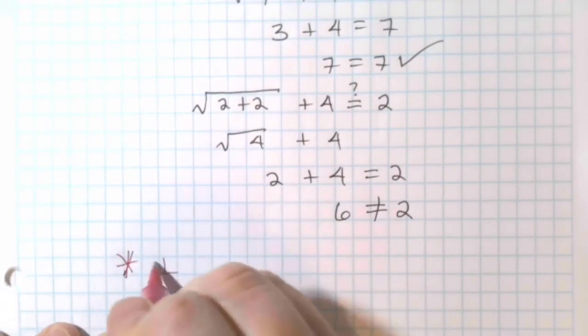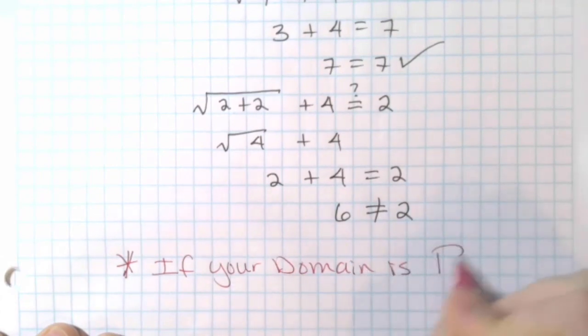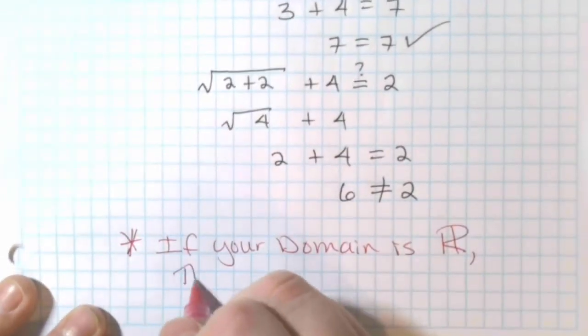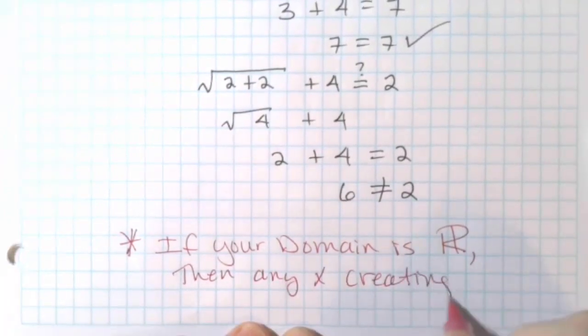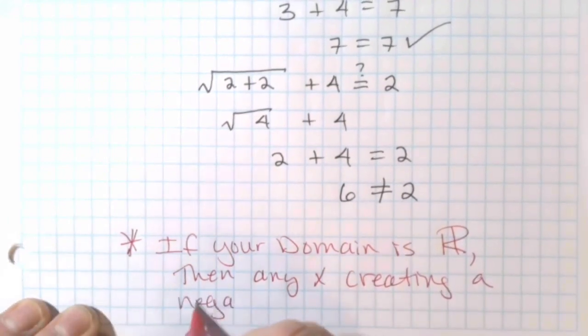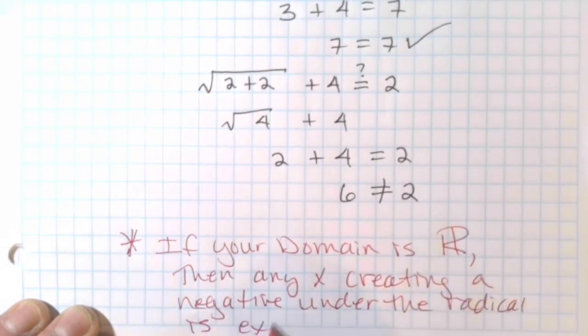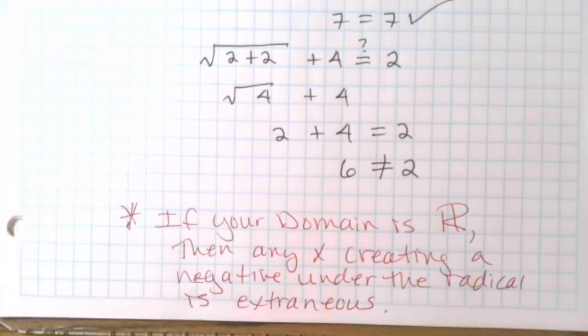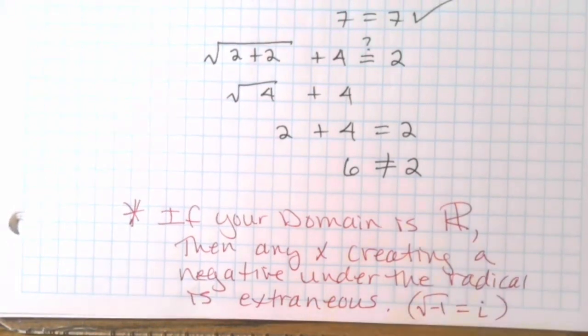So if your domain is real numbers, then any x creating a negative under the radical is extraneous automatically. If your domain is real, then any x creating a negative under the radical is extraneous. Why? Because square root of a negative 1 is imaginary, and if you are in the reals, imaginary is not a solving option.